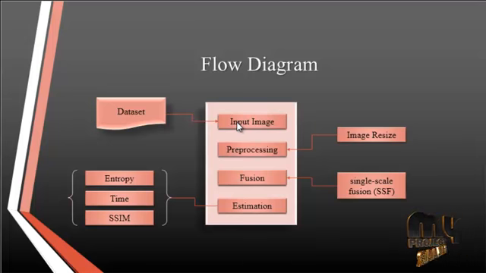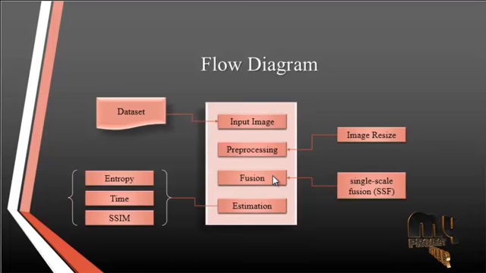After getting the input images from the dataset, the pre-processing is carried out. In the pre-processing step, we have to resize the image. In this process, we will resize the image into 200 cross 200. That is, the length of the row of the image is 200, then the column of the image is 200. After resizing the image into the corresponding size, the image undergoes the fusion process.